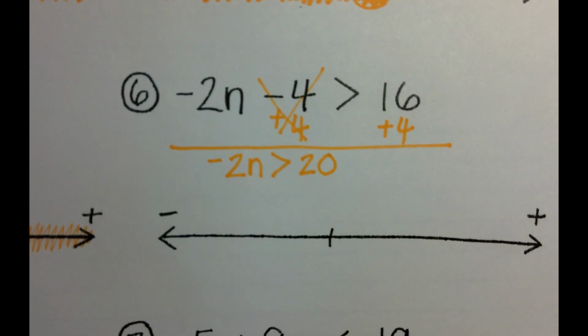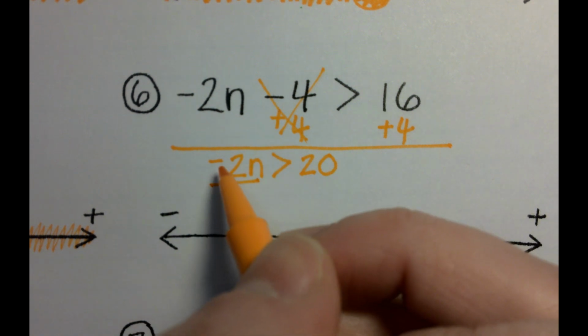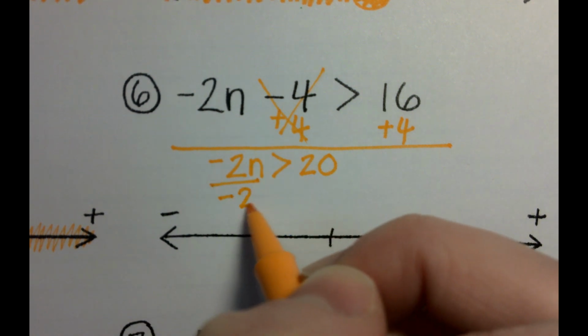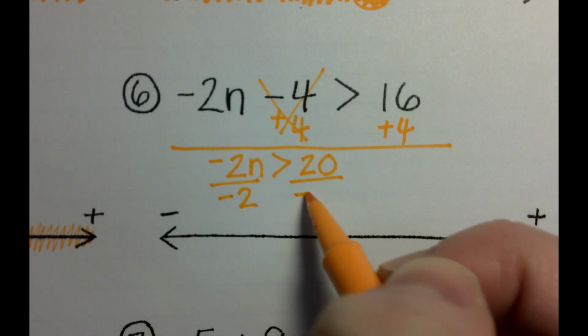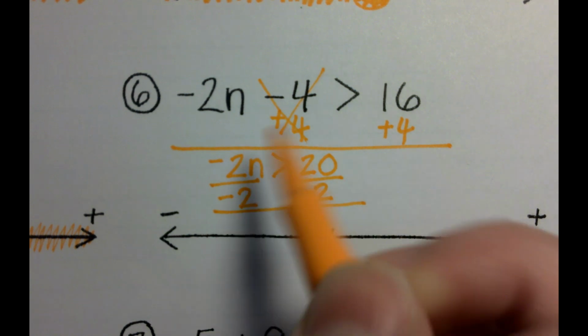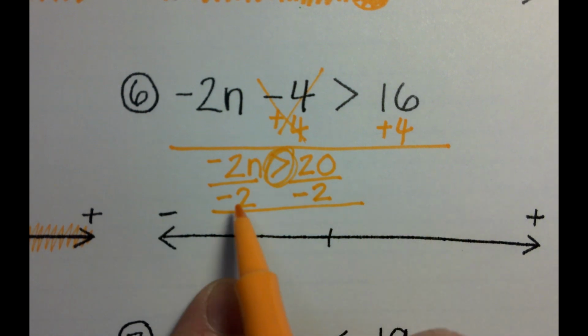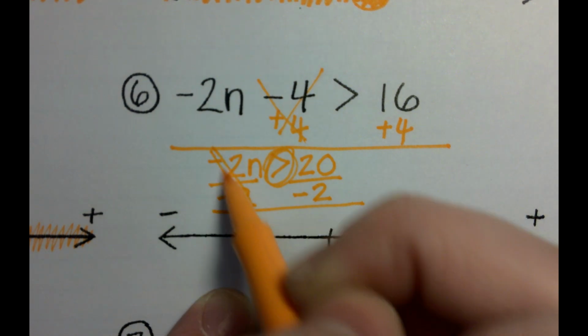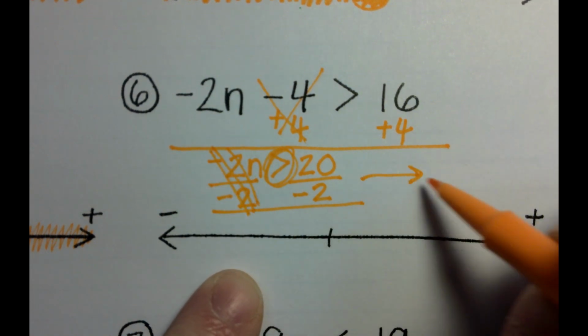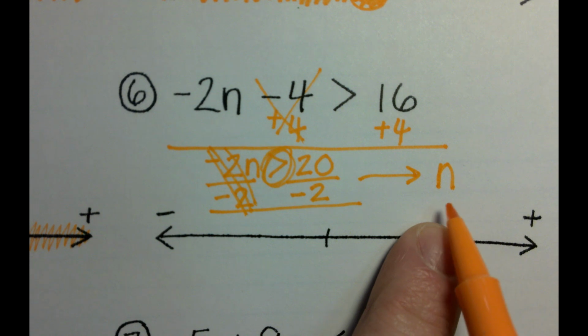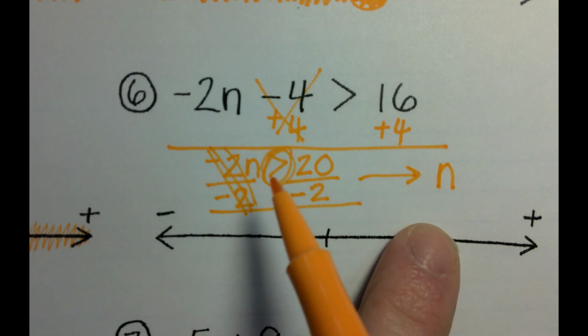I'm writing kind of small here. Okay. What should I do now? Divide. Yes, I'm going to divide by -2. Now, here's where we got to be very, very careful. We're dividing by a negative. So that sign needs to flip. So what happens on the side with my -2's? They cancel. So I would be left with n by itself. Then I've got a greater than sign.